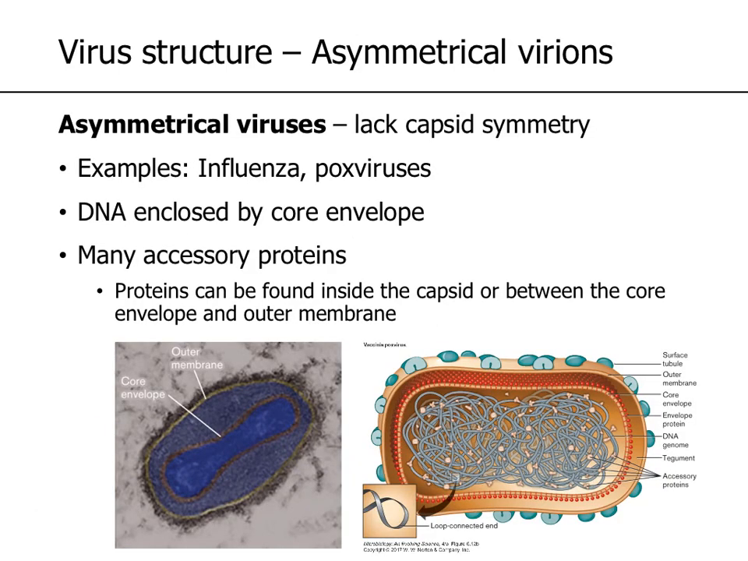Then we have the asymmetrical viruses, the ones that don't necessarily form a standard shape. These ones lack capsid symmetry. Their DNA is typically enclosed by a core envelope, and they involve many different types of accessory proteins. Some of them can also be found inside the capsid between the core envelope and some in the outer membrane. So some of them will also have these outer membranes.